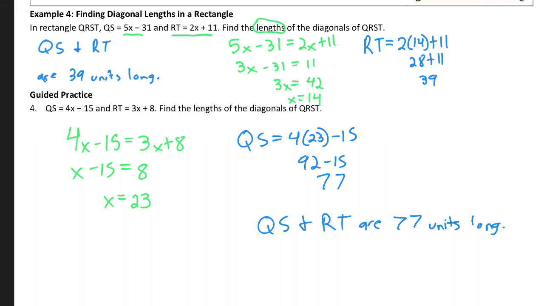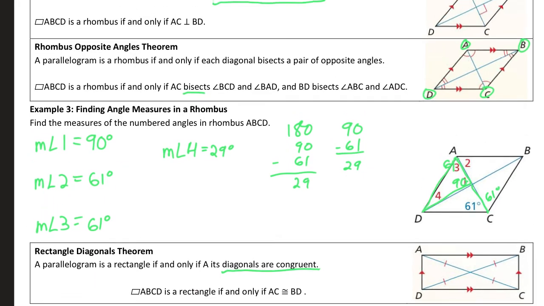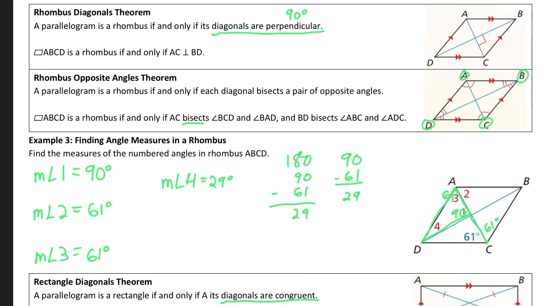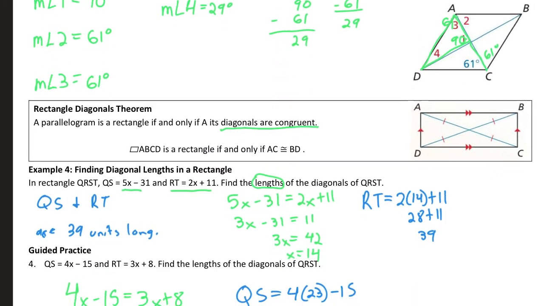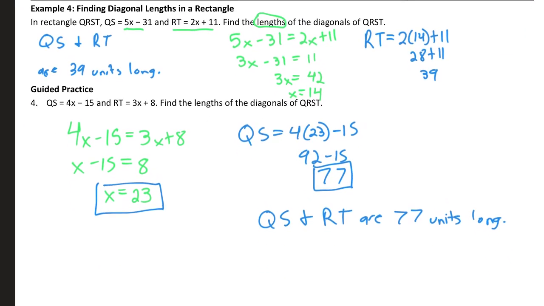Okay, so for this one, just setting them equal to each other. I solved, I got 23 was x. I substituted into one of the expressions, found the measure, and then I just could say both of these are the same measure. They're both 77 units long. So diagonals of a rectangle are equal. Diagonals of a rhombus have to do with angles. They are perpendicular and they bisect the angles they intersect with. So you're ready to move on to the practice and then eventually the checkpoint when you are ready.